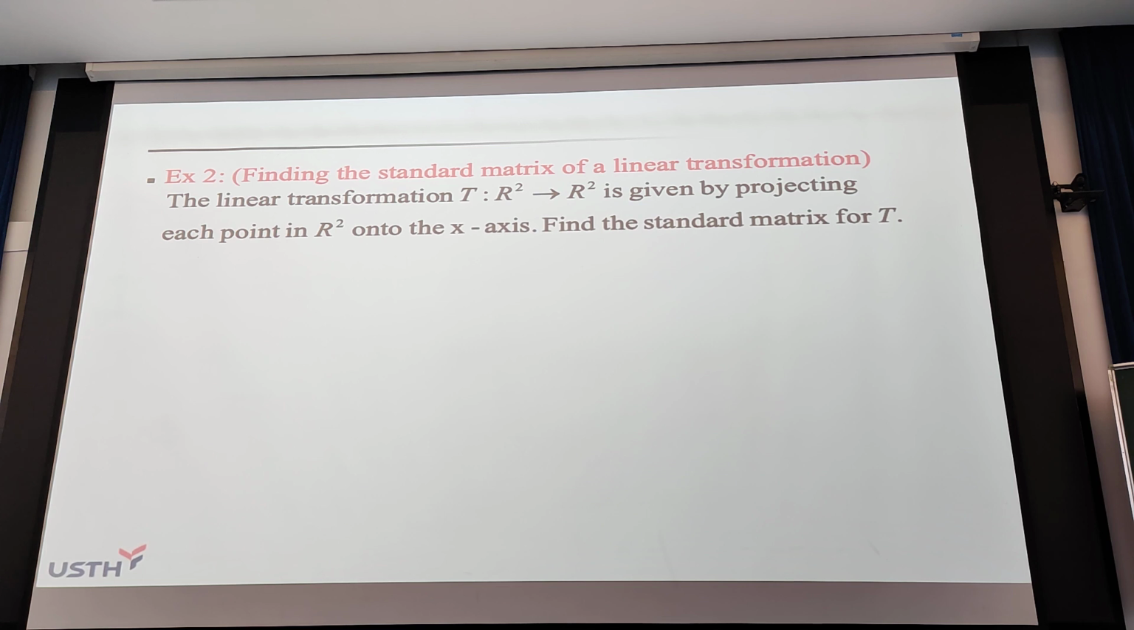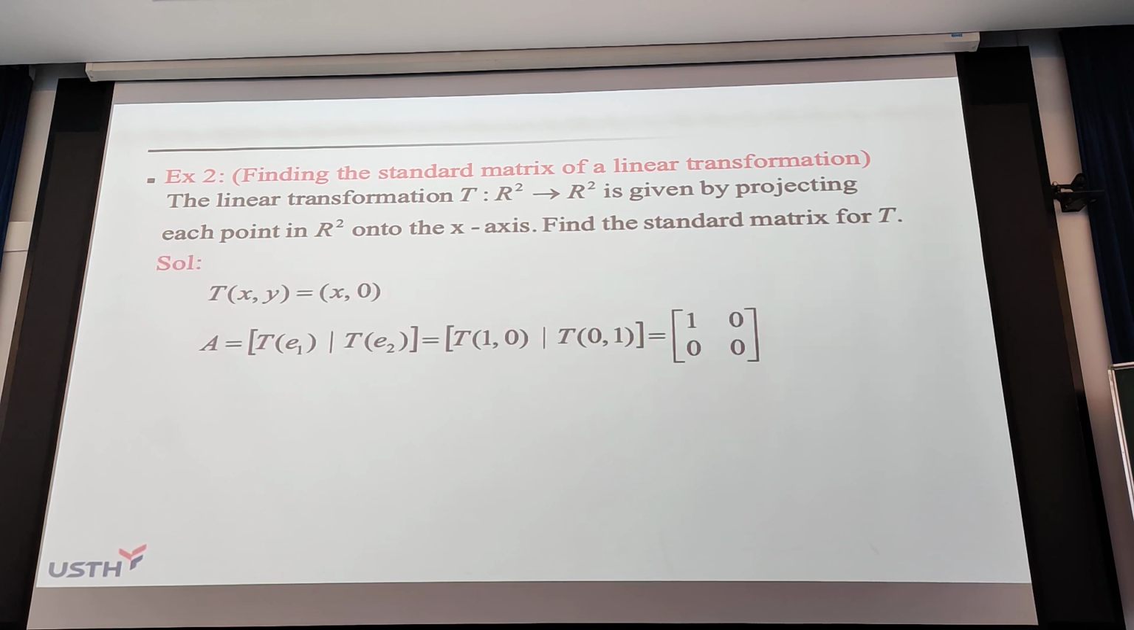Now the next, those are the examples. You need to find, first, you are given the projection from R2 into R2. That is the first mapping in the homework I give you. The projection on the x-axis, that is T of (x, y) equal to (x, 0). Then the standard matrix of that will be that one. T of e1, T of e2 to be that one: 1, 0, 0, 1. So you get nothing.